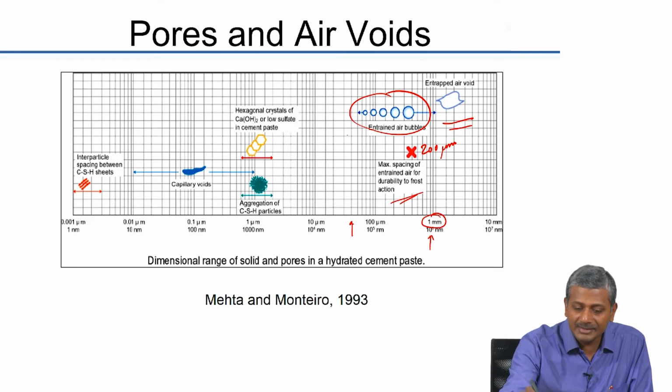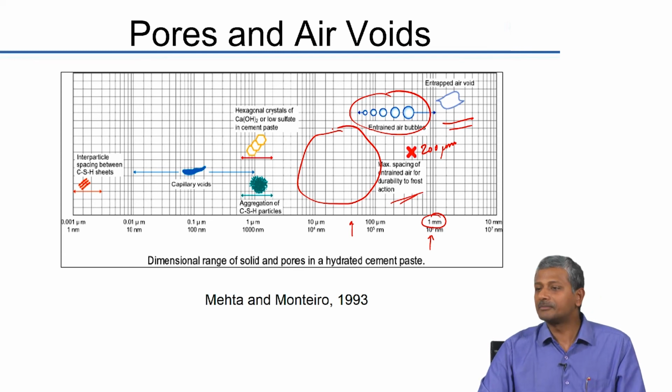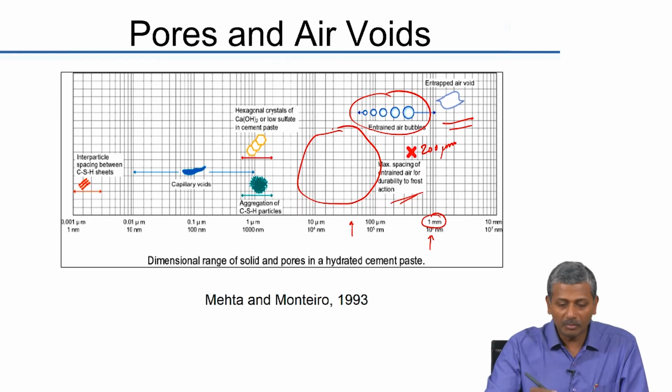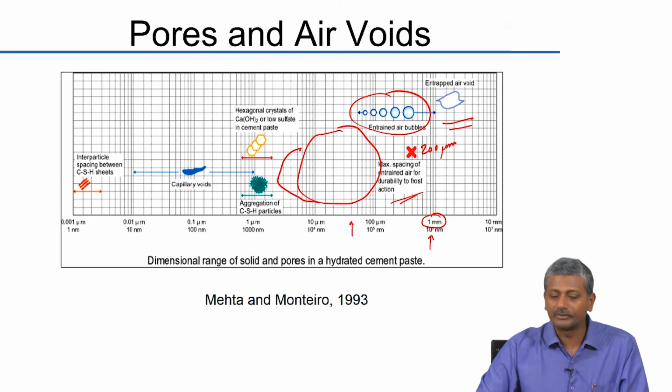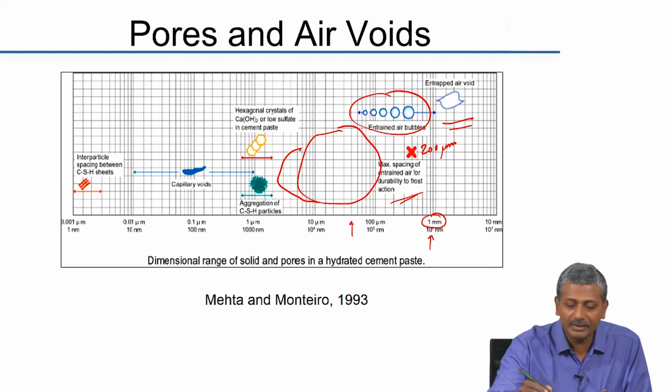Now in this region here where we are talking about 10 microns to 100 microns, you do not have anything, but you have something. What is that? Or probably even 5 microns to 100 microns. It seems to show that you do not have anything, but you actually have something. What is that? The unhydrated cement.